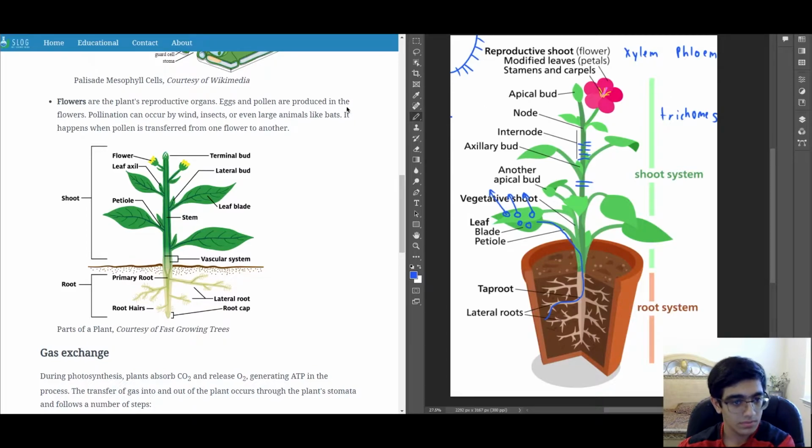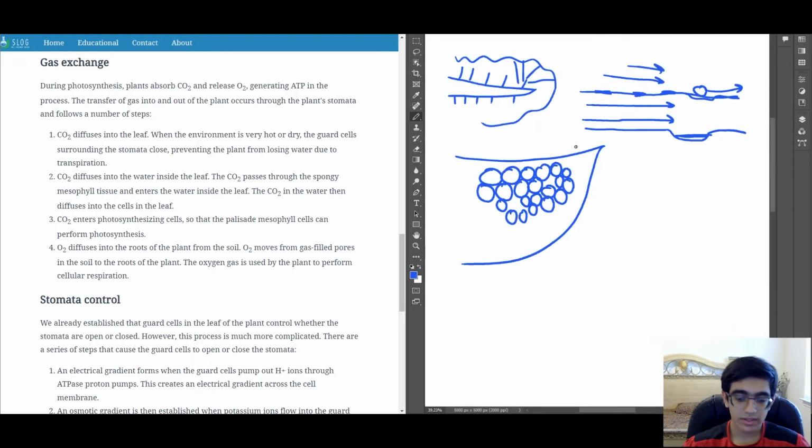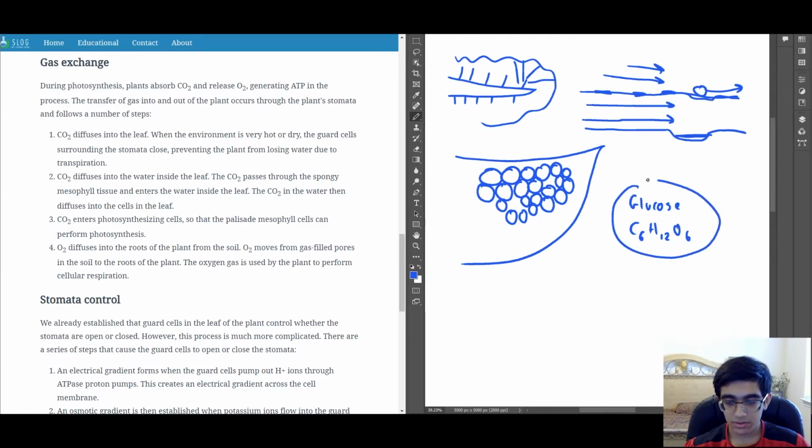So now we can examine gas exchange, and as we said before, the stomata is where most of the gas exchange occurs in leaves. Plants absorb carbon dioxide and release oxygen, because they need to perform photosynthesis. In this process of photosynthesis, the plants create glucose. And the formula for glucose is C6H12O6.